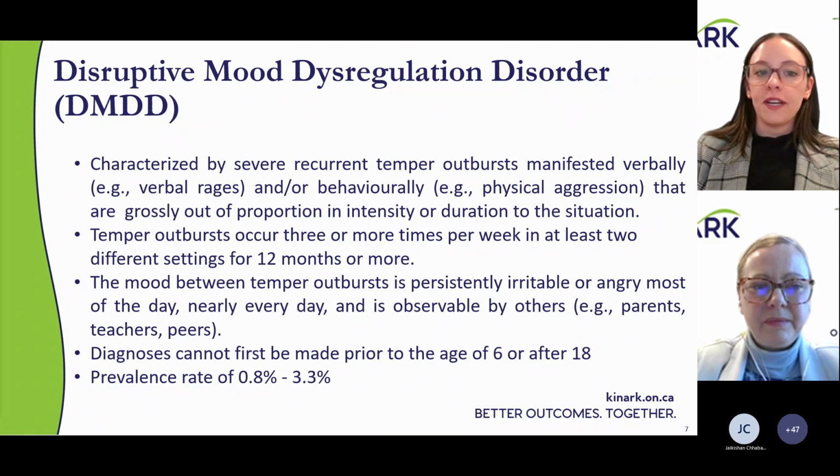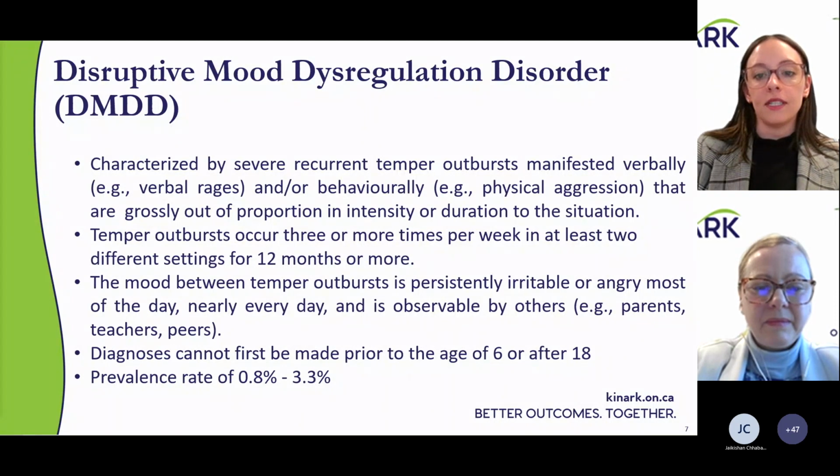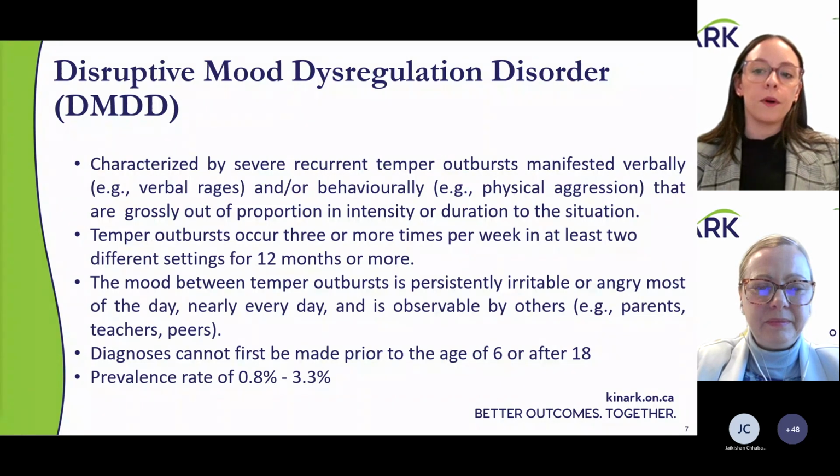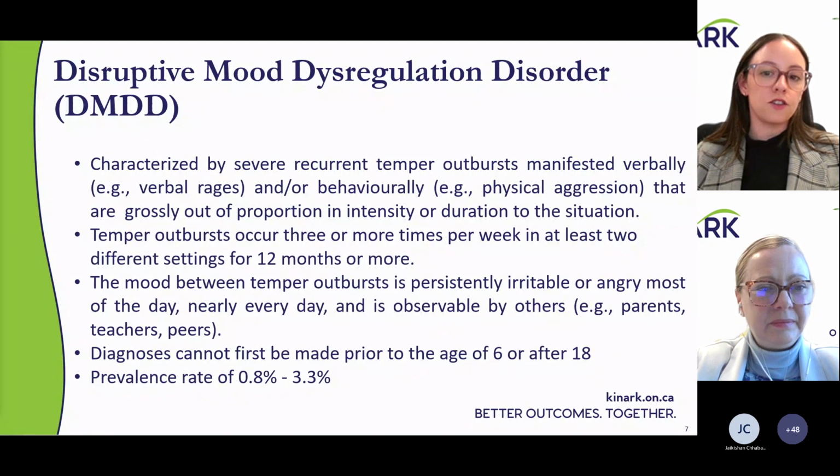So we know all children become irritable. It's a normal reaction to frustration. However, those individuals with DMDD experience severe irritability and have difficulty tolerating frustrations and have outbursts that are grossly out of proportion in intensity or duration given the current situation. And these outbursts occur more often and are more severe than what you would typically expect for children of this age.